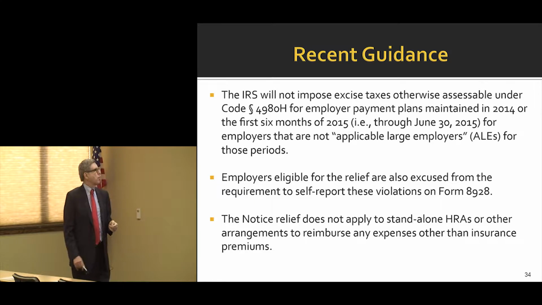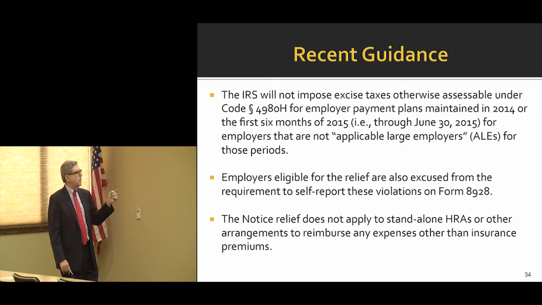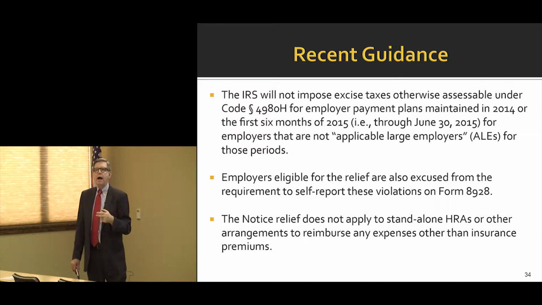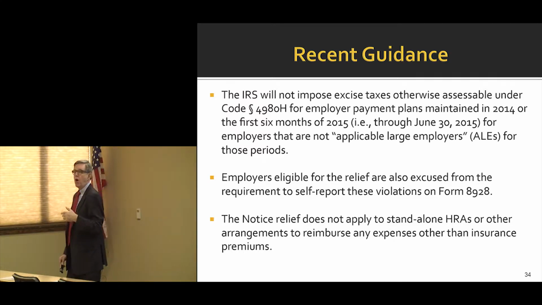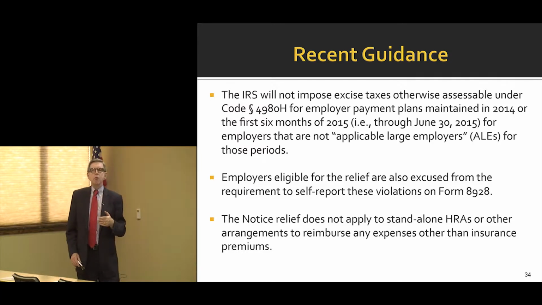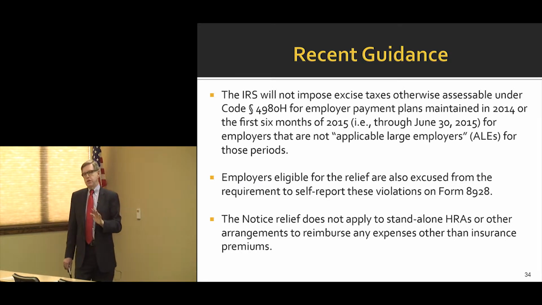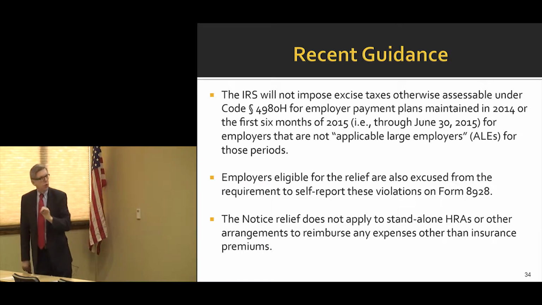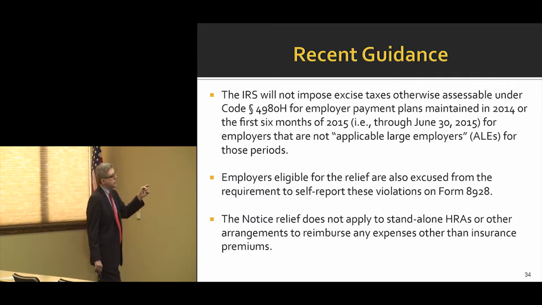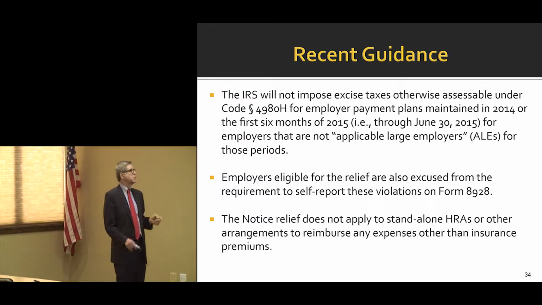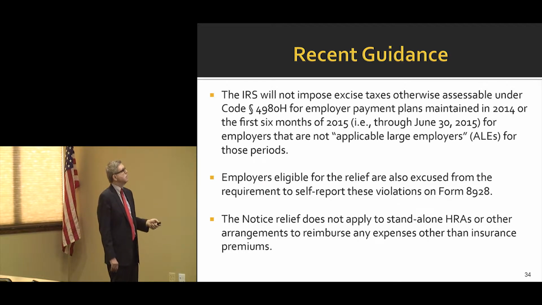So employers eligible for relief are excused from any requirement to self-report violations under Form 8928, because what the IRS has said before, if we audit you and you've been doing this, you could be liable for a $100 a day penalty per employee for this practice. So what they're saying is for any small employer under 50, you can continue this practice until June 30th, 2015. After that, you have to report what you're doing, and if you're in violation, you are going to be subject to the penalty. So they're giving relief only to small employers. Now, this notice does not apply to standalone HRAs or other arrangements to reimburse expenses other than individual premiums.